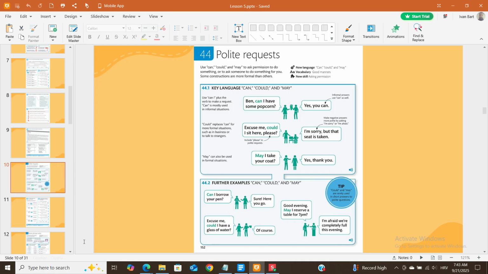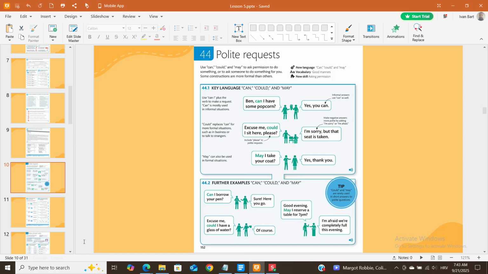44.1 Key language: can, could, and may. Use "Can I" plus the verb to make a request. Can is mostly used in informal situations. "Ben, can I have some popcorn?" New language: can, could, and may.